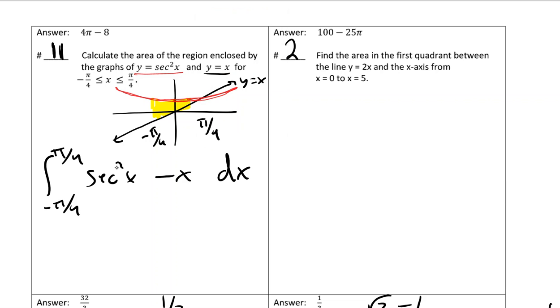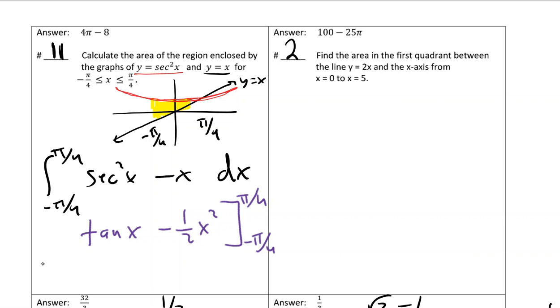So the thing that you can take the derivative of to get secant squared is tangent. So you don't have to know the inverse trig identities right now, but you should still know the regular trig derivatives, just not the inverse ones yet.